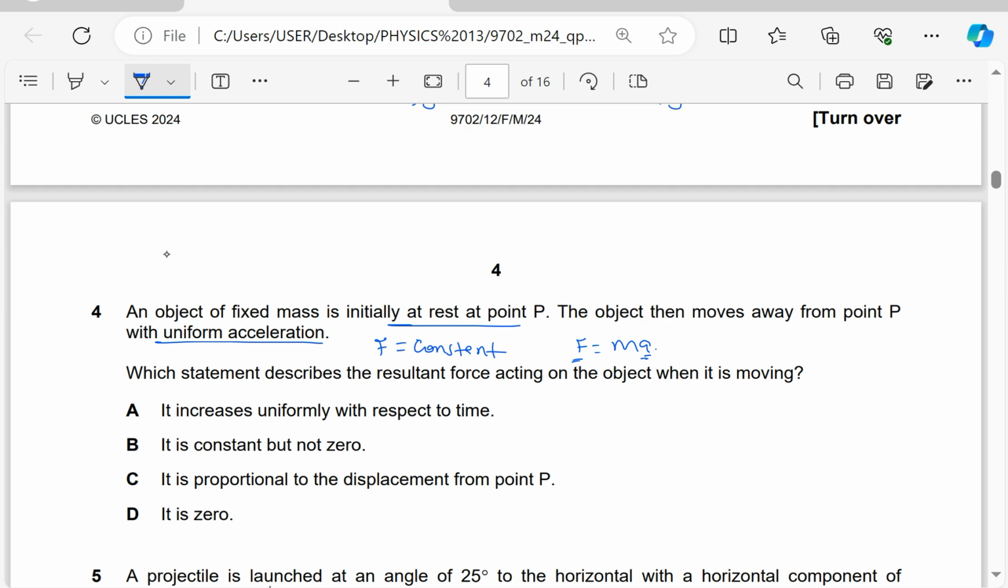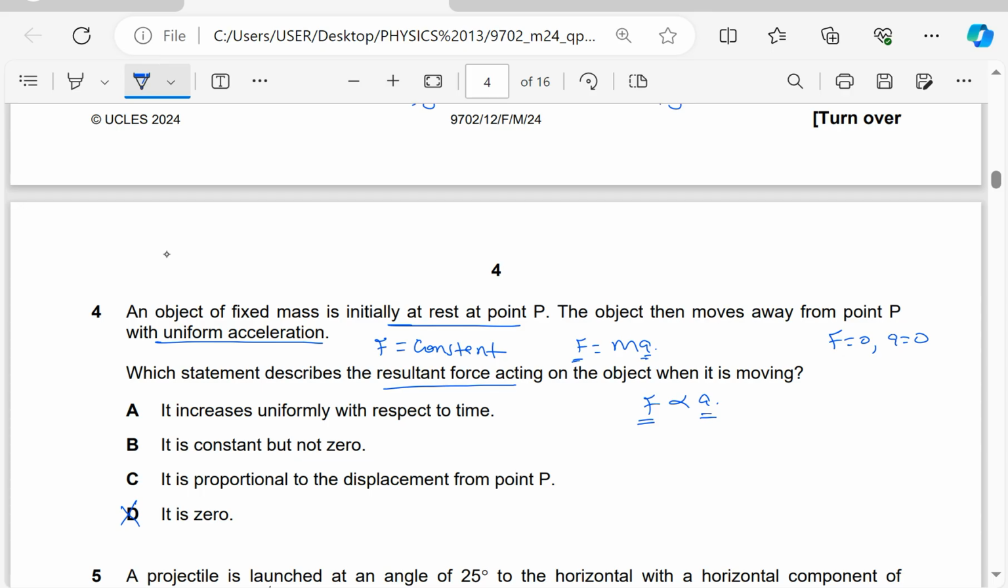Which statement describes the resultant force acting on the object when it is moving? Remember, resultant force is directly proportional to the acceleration. If the acceleration is constant, the resultant force must be constant. The object is moving, so the resultant force first of all cannot be 0, because if F equals 0, it would mean a is equal to 0, because they are directly proportional. So D is automatically wrong, because D is saying the resultant force is 0.